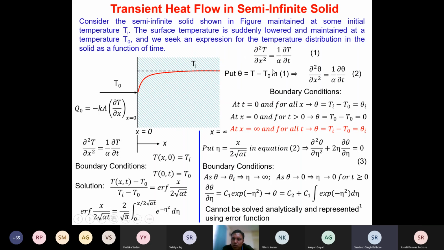Is it clear how this equation number 1 came? Is it clear to everyone? Hello? Yes, sir. Yes, sir.